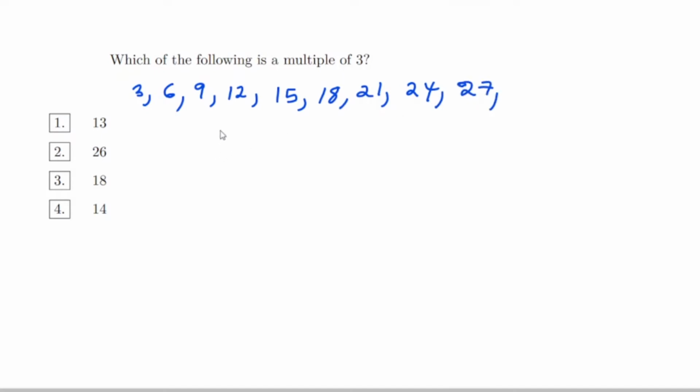So I've covered all the numbers on the screen, and the one that appears in the times table for 3 is 18. So we say that 18 is a multiple of 3. So this is the correct answer.